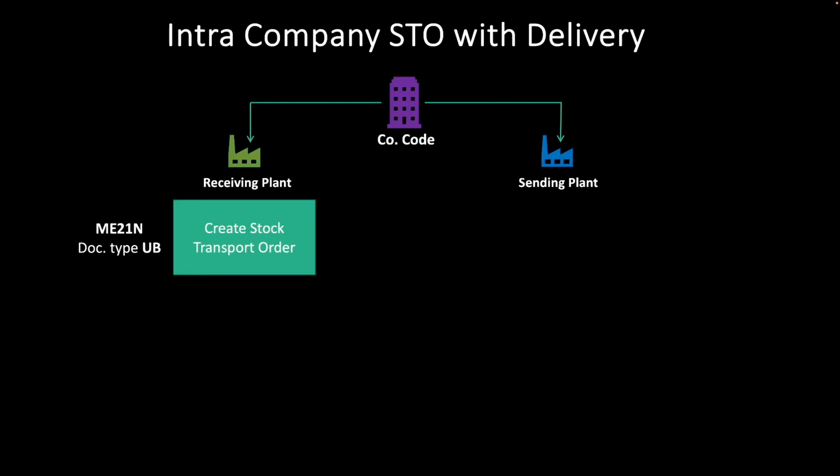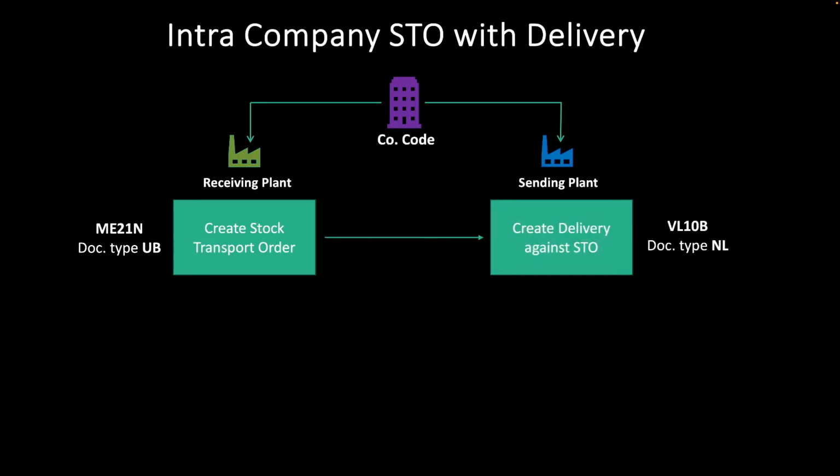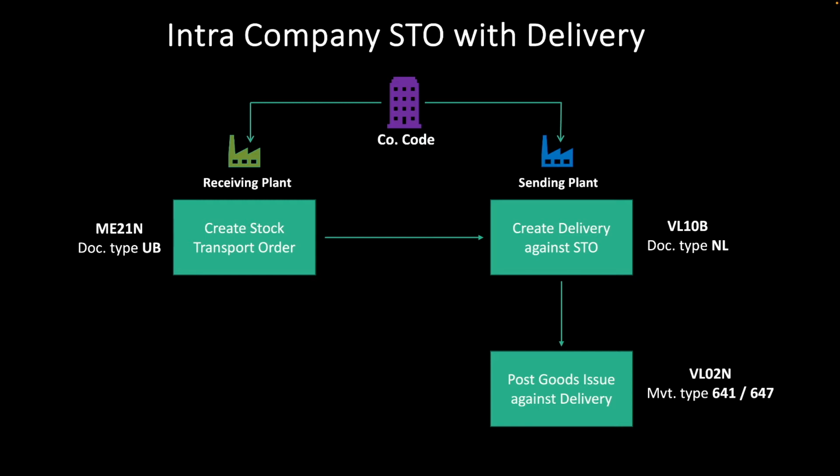Now in the purchasing route, we saw that after we created the stock transport order, the sending plant issued the material through movement type 351. Now in this case, the sending plant will not use the inventory management route. Rather, the sending plant will use the SD route, and the sending plant will create a delivery against the STO. The T code will be VL10B and the document type, that is the delivery type, would be NL. Now once the sending plant creates a delivery, the sending plant will post a goods issue through T code VL02N.